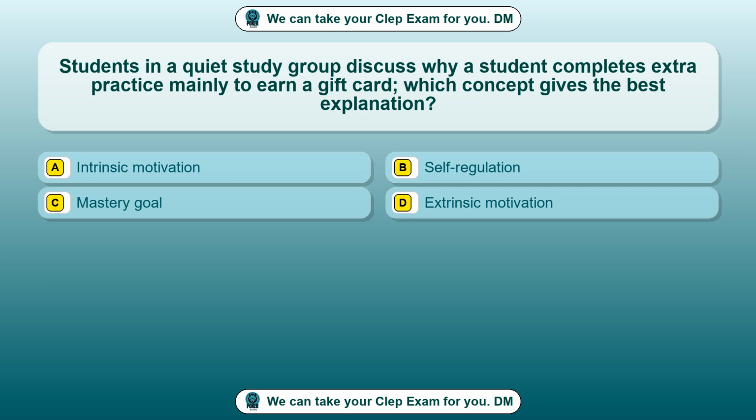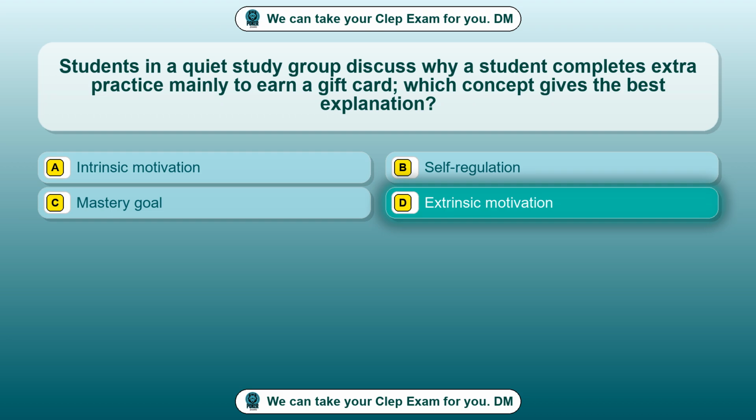Question 27. Students in a quiet study group discuss why a student completes extra practice mainly to earn a gift card. Which concept gives the best explanation? Option A, intrinsic motivation. Option B, self-regulation. Option C, mastery goal. Option D, extrinsic motivation. The correct answer is option D, extrinsic motivation.